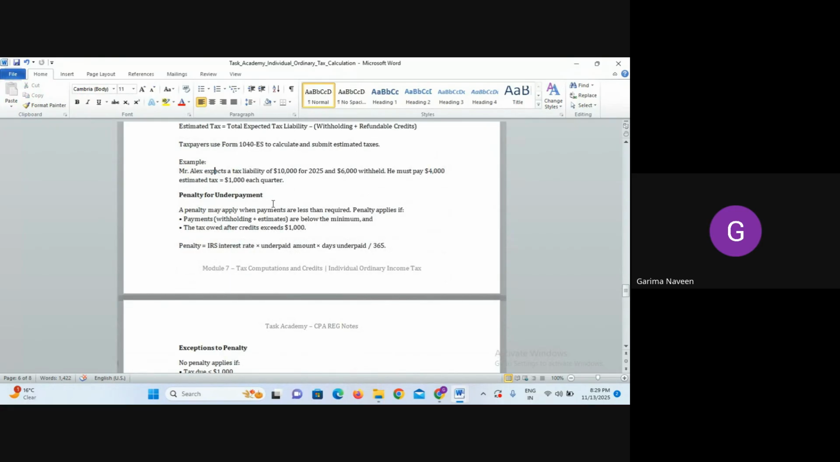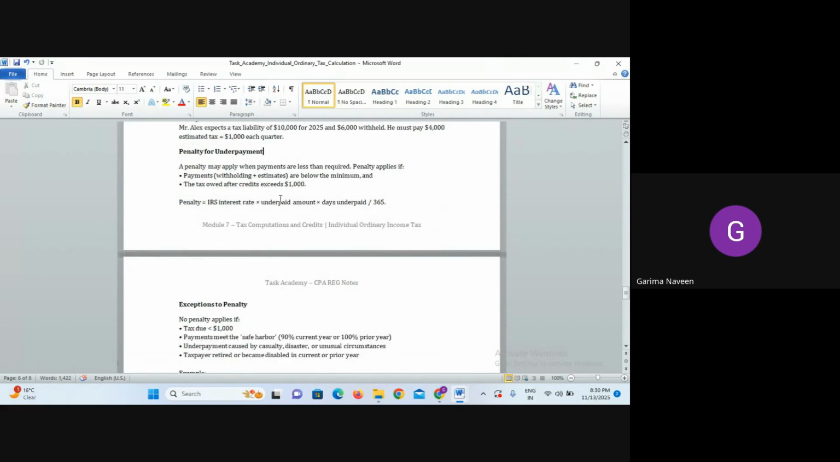Penalty for underpayment. First, we discuss this example. Mr. Alex expects a tax liability of $10,000 for 2025 and $6,000 is withheld. So his expected tax liability is $10,000 and $6,000 is already withheld. That means he is left with $4,000. Since this amount is greater than $1,000, he should make estimated tax payments to the IRS. So this $4,000 should be paid in 4 equal installments. That means $1,000 each quarter.